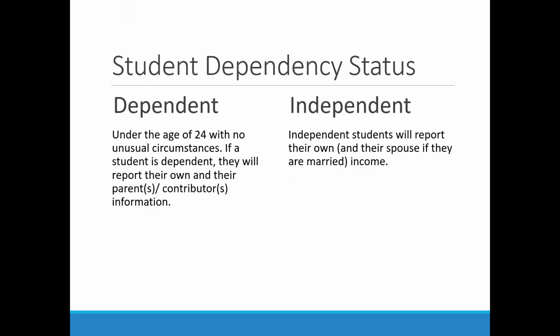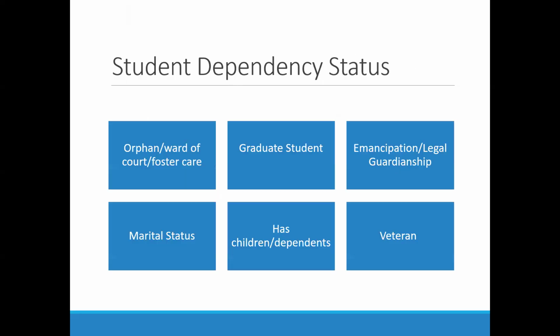So let's talk about student dependency status. Dependent students are students who are under the age of 24, don't have any unusual circumstances, and they will report their information, and they will also report information from their parents on the FAFSA. An independent student will report their own information, and if they're married, they will report their spouse's information.